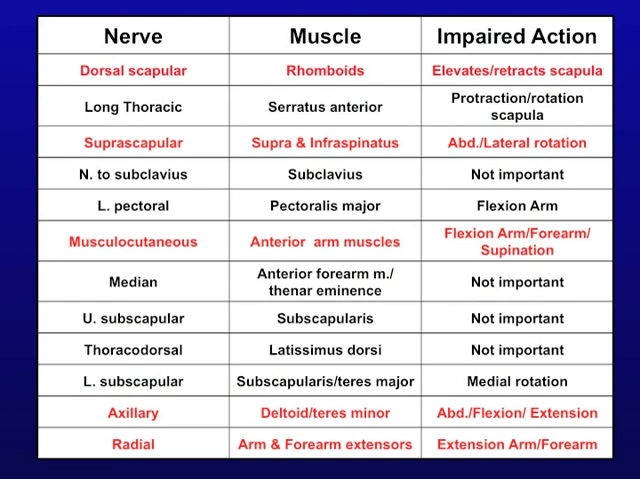To summarize, I have prepared this table of the nerves that will be most impacted by a C5-C6 lesion, the muscles that will be affected, and the impaired action of the upper limb that will be limited following the lesion. You can stop the video to review this table.